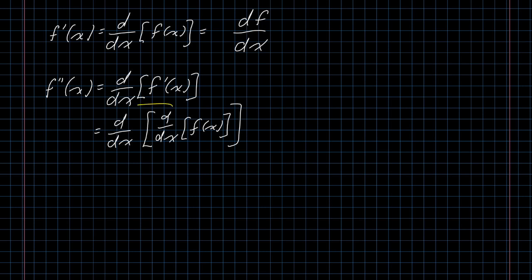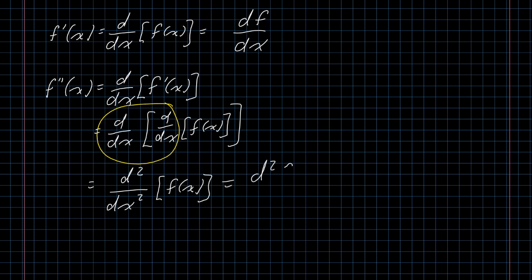And being a little bit cute about the fact that these things kind of look like fractions, even though technically they are not fractions, we can combine that together and get d squared over dx squared of f of x, or again, d squared f over dx squared if you want the condensed notation. And that continues. If I want to denote the third derivative, it would be d cubed f over dx cubed.